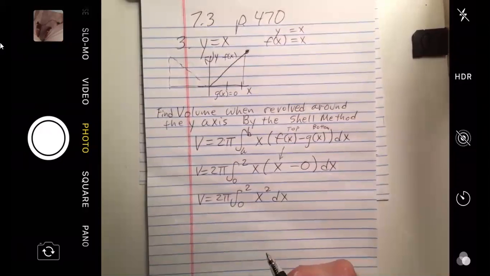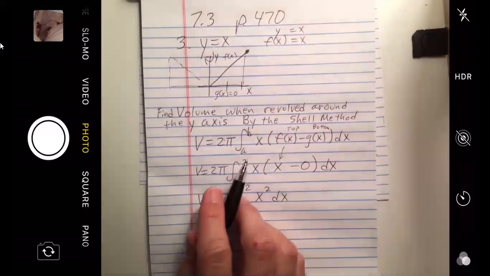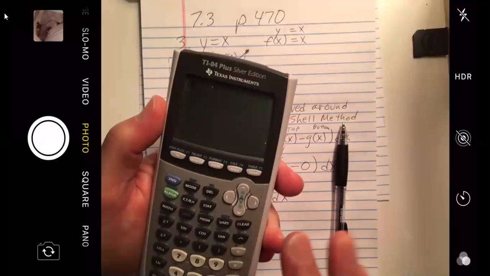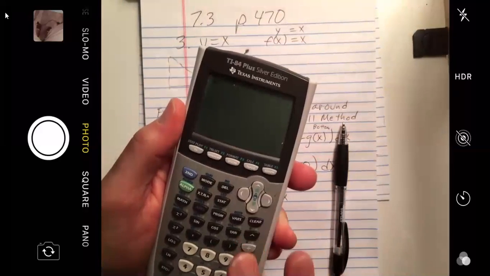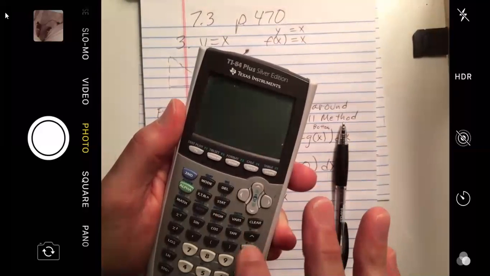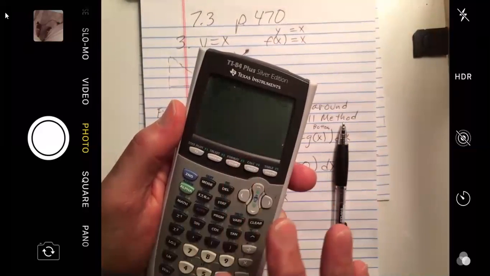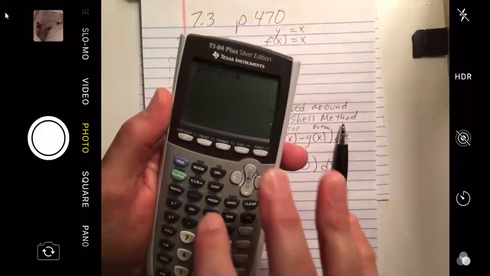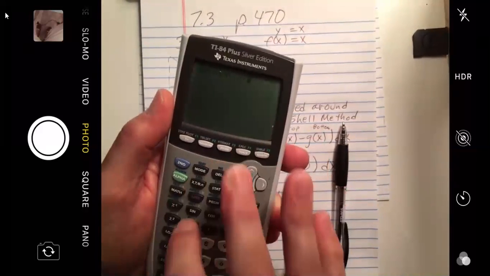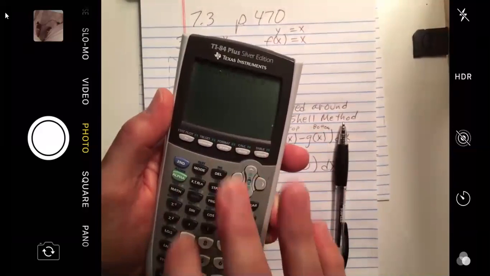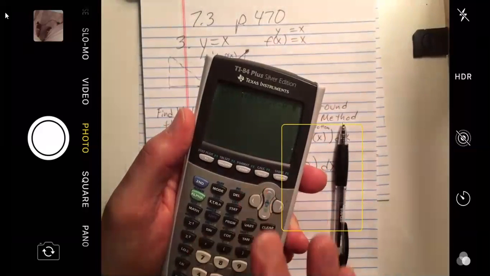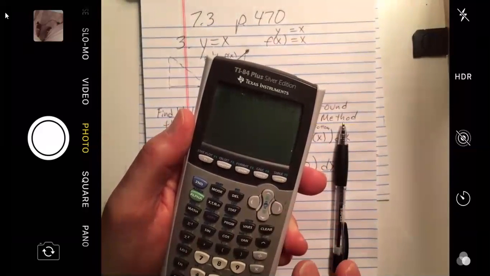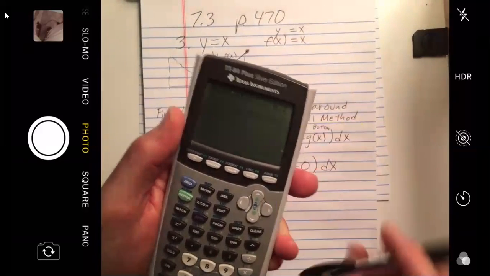I'll go ahead and punch this in and check the answer in the back. Math 9. I'll start with the 2 pi, then hit math 9, or you can put the 2 pi inside. 2 pi math 9, x squared, comma x, comma 0, comma 2. 16.755.